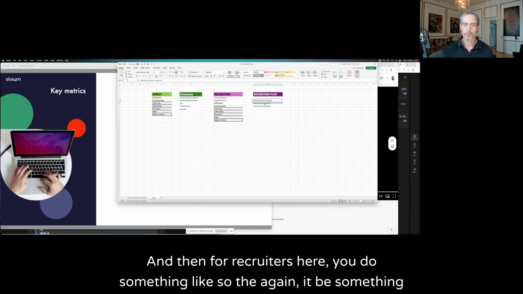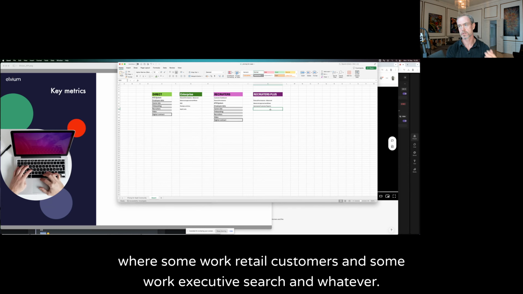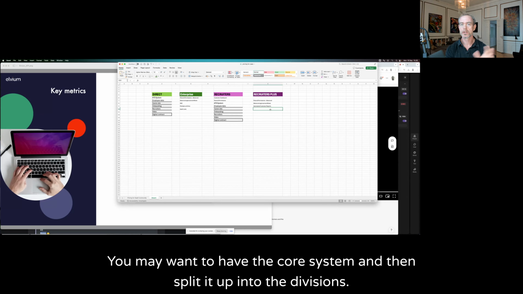And then for recruiters here, you do something like, so again, if you're a transnational recruiter, you have several offices or you have several divisions where some work retail customers and some work executive search and whatever. You maybe want to have the core system and then split it up into the divisions.